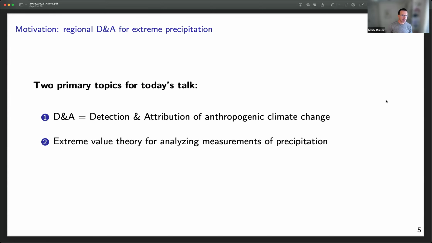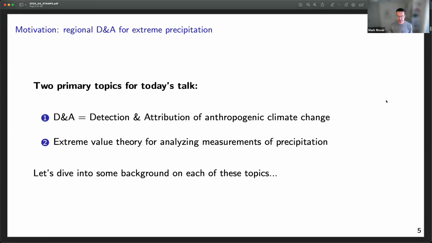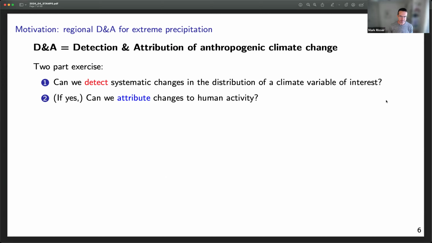Okay, so jumping right into some motivation. The two primary topics for today's talk are detection and attribution of anthropogenic climate change, and second, from a methodological standpoint, extreme value analysis for measurements of extreme precipitation. I want to give just a little bit of background on each of these topics, just to make sure we're all on the same page.